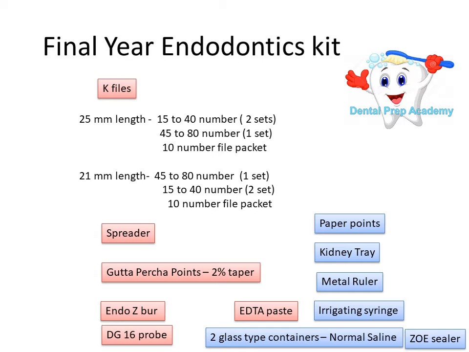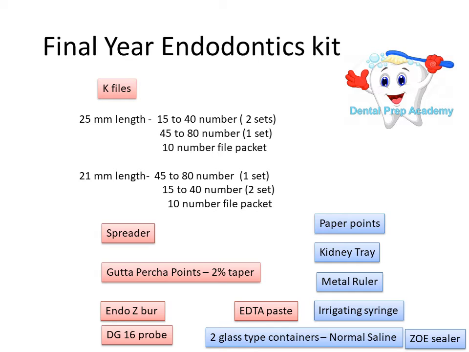Now deciding upon the type of file, K file, you need to decide what length you are going to buy the files in. So the files are available mostly in two lengths, that is 21mm length and 25mm length. So mostly you would be using 21mm length, but in case you get a very long root, like in case of maxillary canines, which has got root of about 21 or 22mm in length, at that time you would be needing 25mm length file, right?